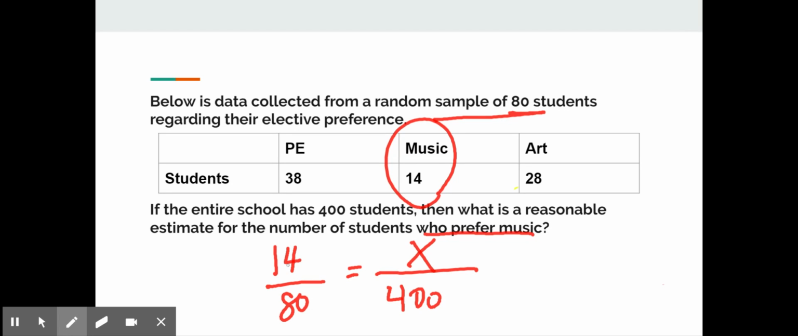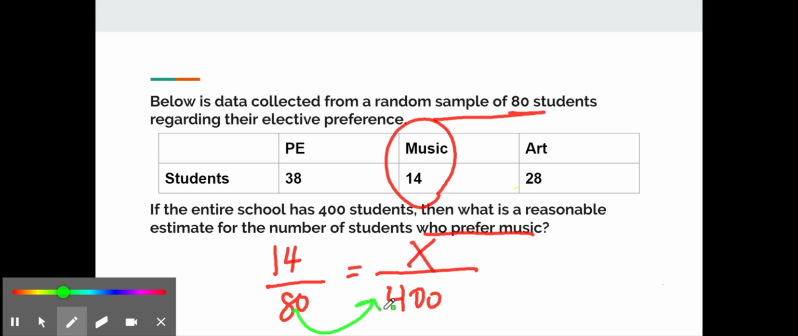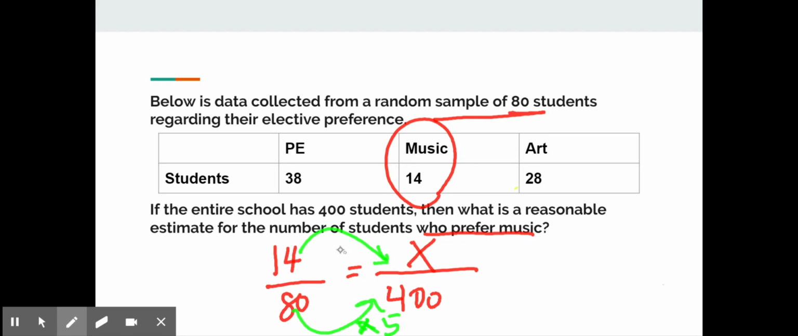And we're going to do the same thing as before. There are our two methods from before, but 80 does not go into 400. Oh, I'm sorry. It does go into 400 evenly. So 80 times what gives us 400? And the answer is times 5. So we're going to do the same thing to the 14: 14 times 5 is 70. And so now we know that 70 out of 400 people in the entire school preferred music.